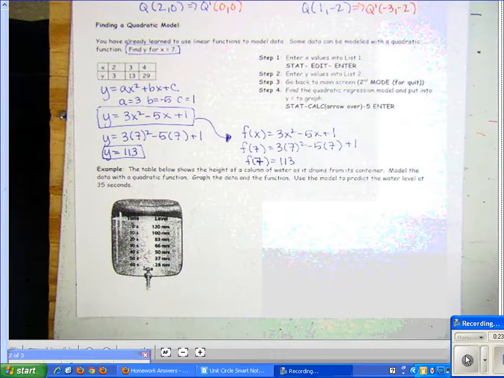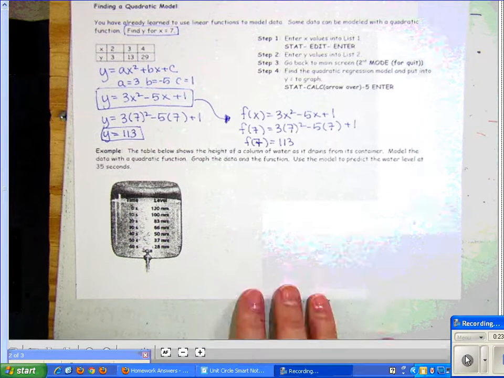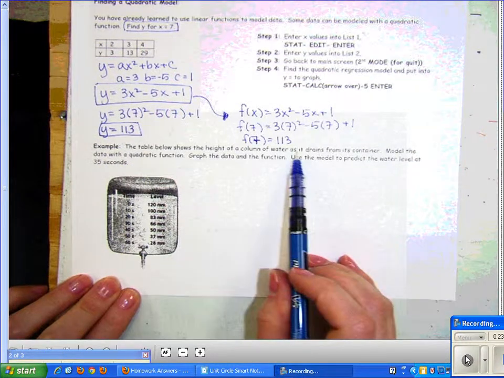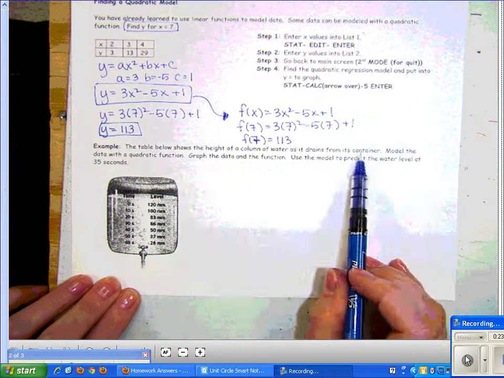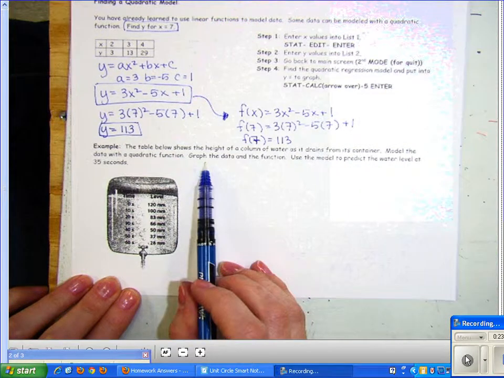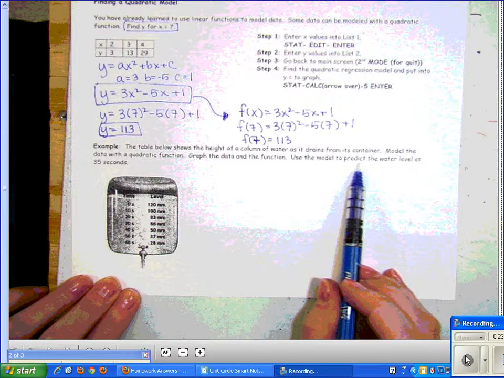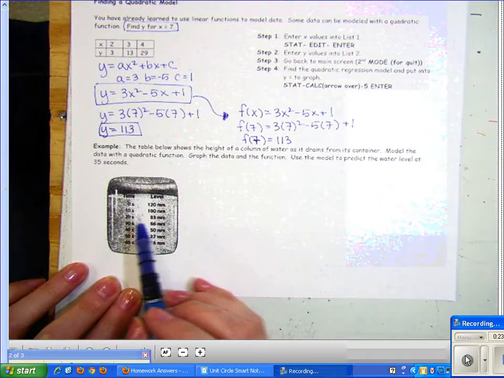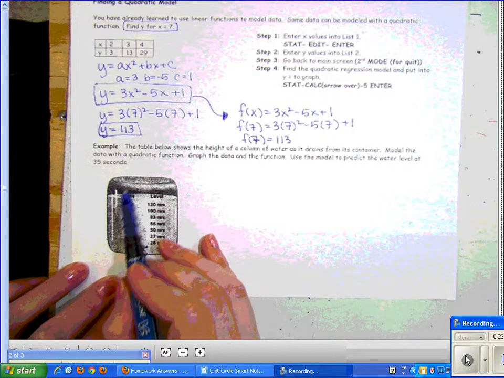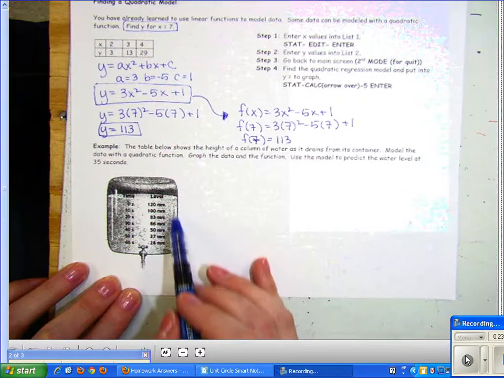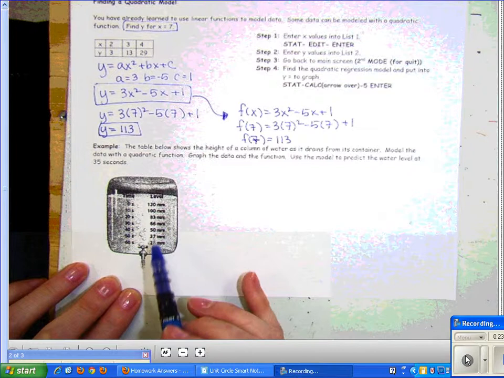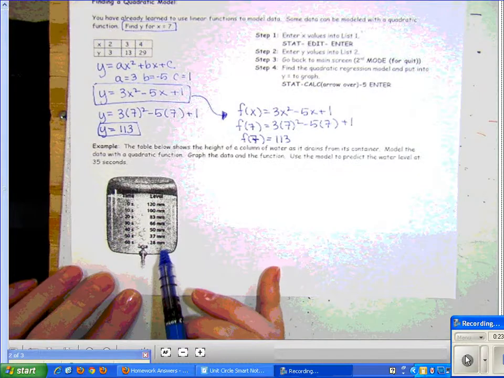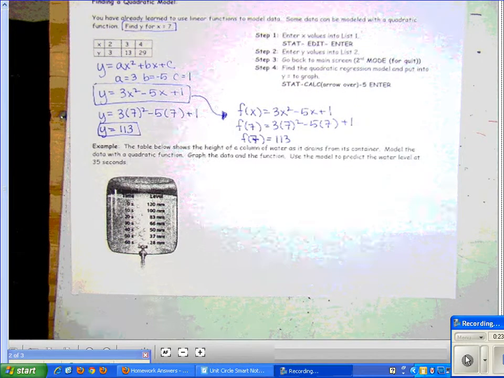What I want you to do is the next example on your own, which says the table below shows the height of a column of water as it drains from a container. Model the data with a quadratic function. Graph the data and the function. Use the model to predict the water level at 35 seconds. This column is your time elapsed, and the water level is after the time elapsed. So this is your x values and these are your y values. So list 1 and list 2, and then use that to predict the water level at 35 seconds.